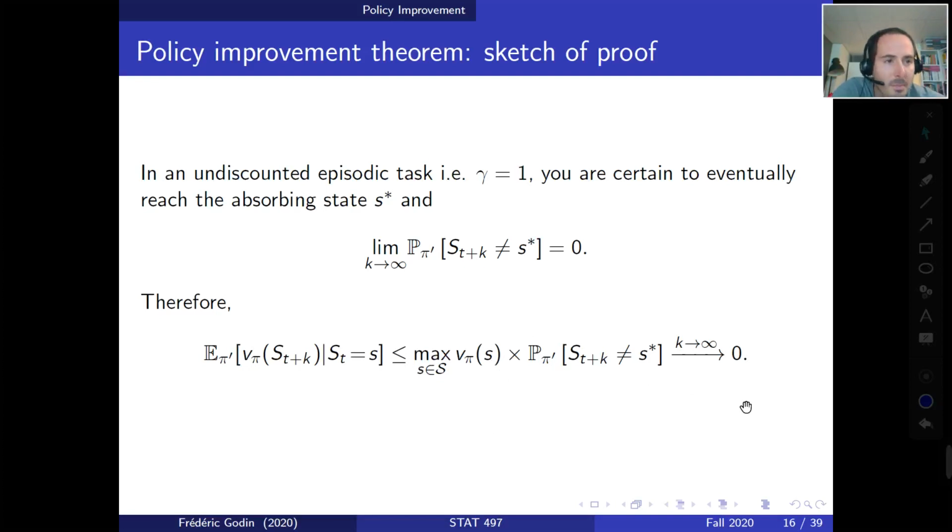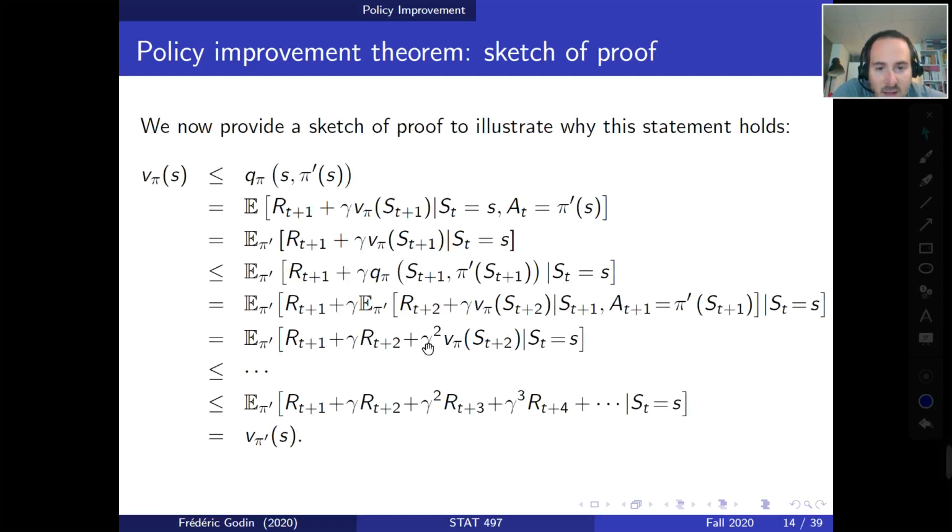So the previous statement we relied on, let's go back here, that this term converges to 0, is satisfied in practice, both if gamma is smaller than 1 or if you have an episodic task.